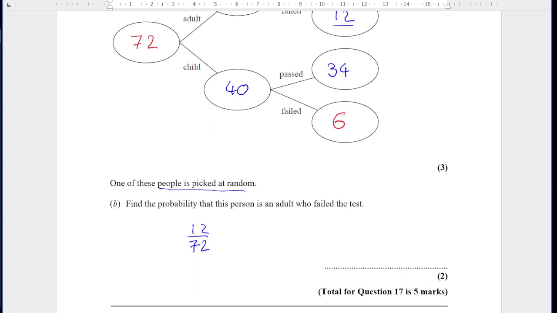So both of those numbers are going to have a 12 in common. So 12 goes once into 12 and it would go 6 times into 72. But I don't think you'd lose a mark if you didn't simplify that. Find the probability that the person is an adult who failed the test. Let me just have a quick look at the mark scheme. Yeah, so I've just looked at the mark scheme, and the mark scheme does say that 12 over 72 is fine.